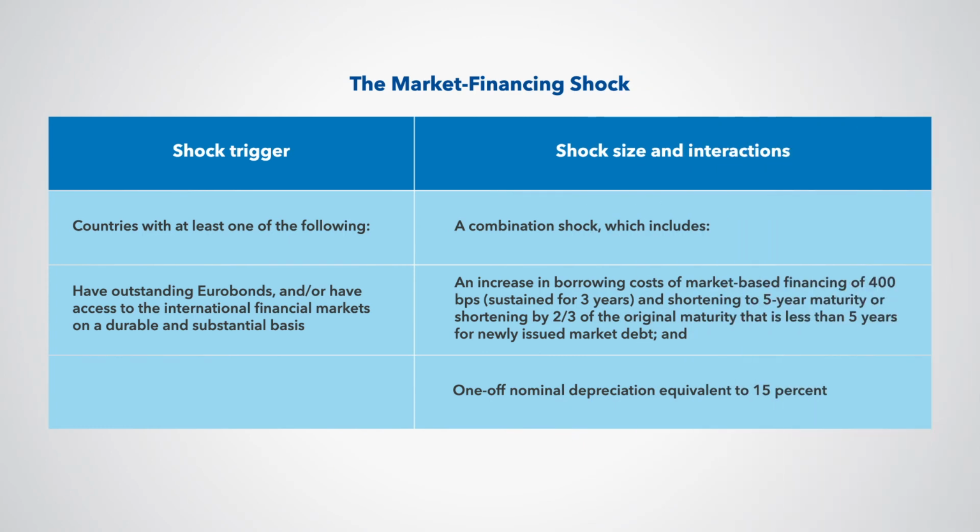The market financing shock applies to countries with market access that have outstanding Eurobonds and/or have access to the international financial markets on a durable and substantial basis. For this shock, there is an increase in the cost and shortening of maturities of new external commercial borrowing, and a one-off nominal exchange rate depreciation in the second year. And in the year of the shock, the exchange rate impacts domestic inflation.